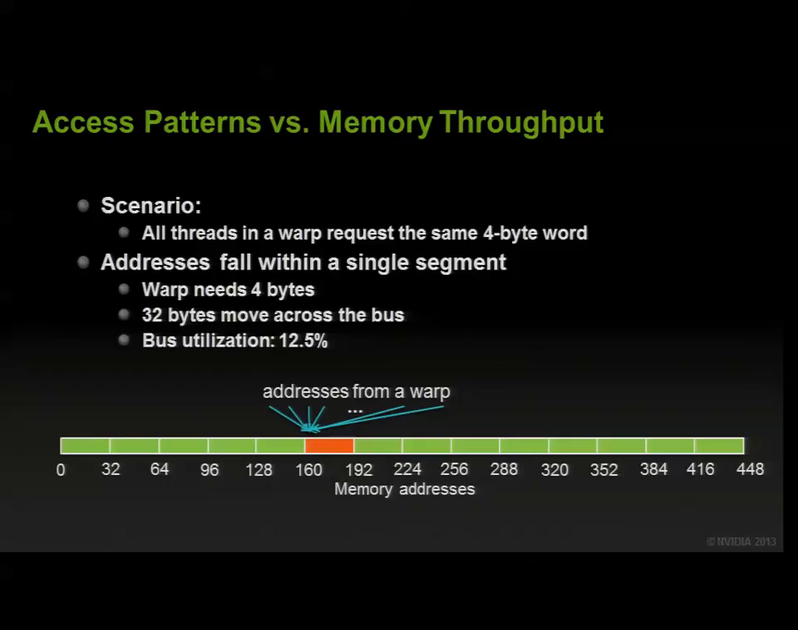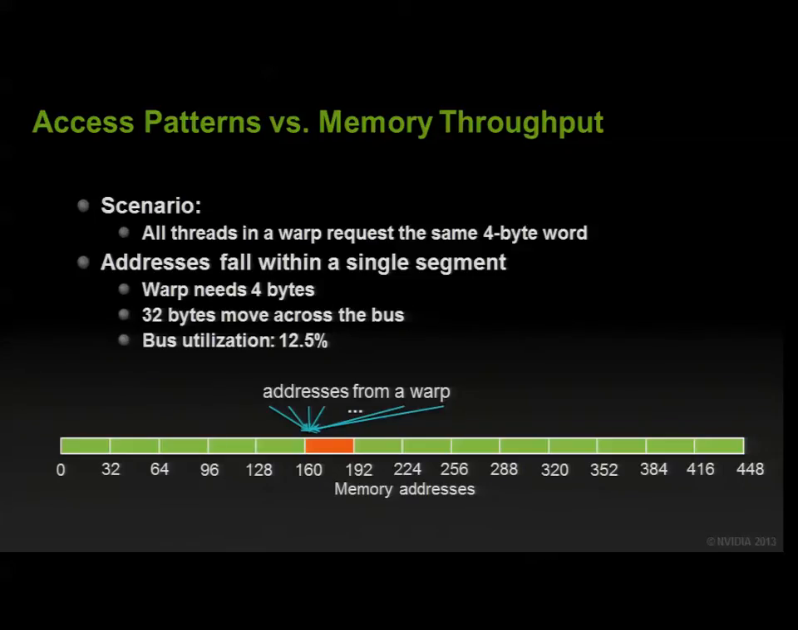Here is a case where we have a broadcast situation. But I actually misspoke before. Even in the broadcast situation, you actually load a full segment at least. So a full segment meaning you're getting 32 bytes. And even though all the threads in the warp, all 32 threads, only want to get 4 bytes, you're loading the 32. So you're only using 1/8 of the data that goes across the wires.